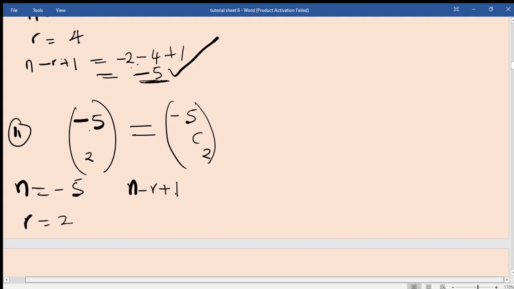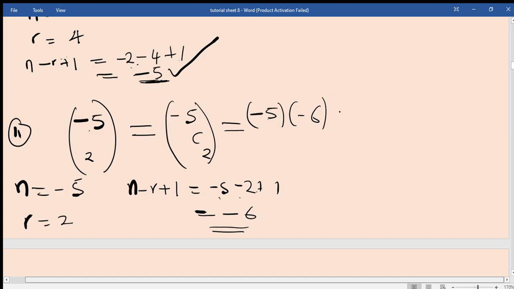So what is this value? This is negative 5 minus 2 plus 1, which is going to give me negative 5 minus 2, that's negative 7. Negative 7 plus 1, that's negative 6. We'll end at negative 6. So the numerator will start at negative 5, then negative 5 minus 1, that's negative 6. I won't continue further, there's nothing like again minus 1, I'll just end at negative 6. Divided by 2 factorial. 2 factorial is 2 times 1. This is 30 divided by 2, and the answer should be 15, and you are done.